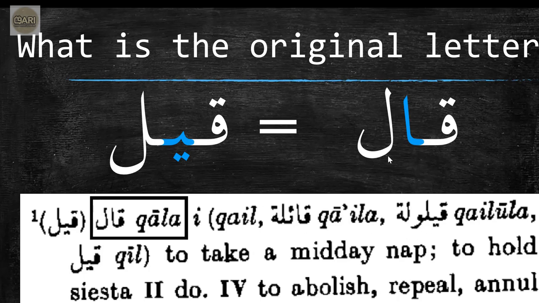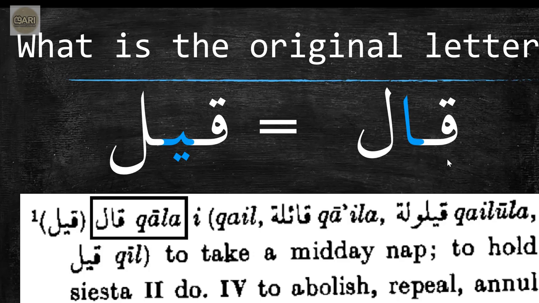Okay, so qala means to take a nap. It also means to speak. Okay, how do we know the difference? Well, when it means to speak, there's a wow that's the original letter. When it means to take a nap, the ya is the original letter.